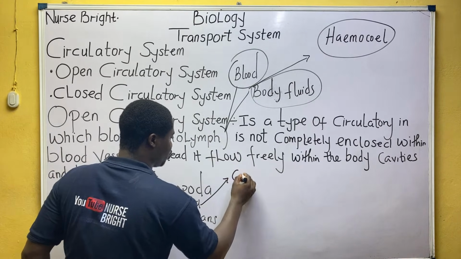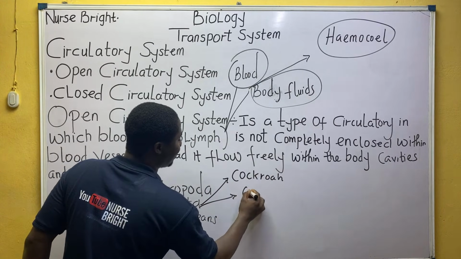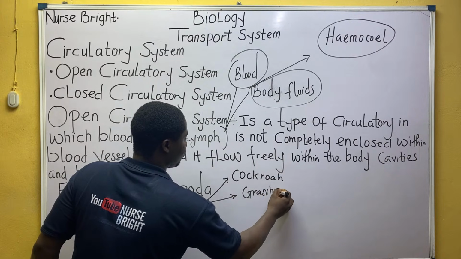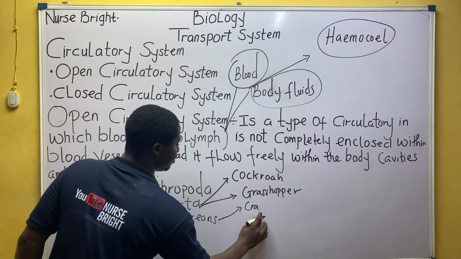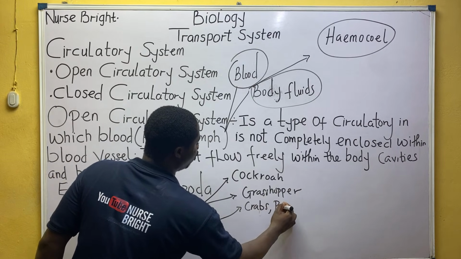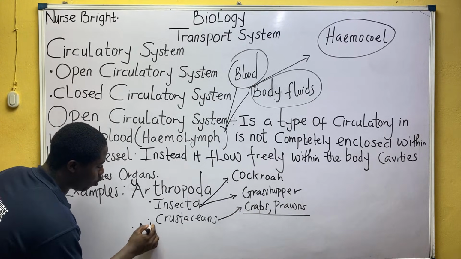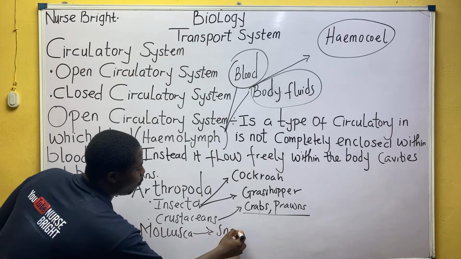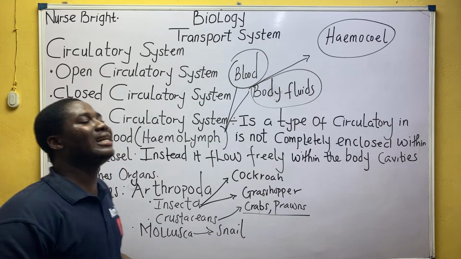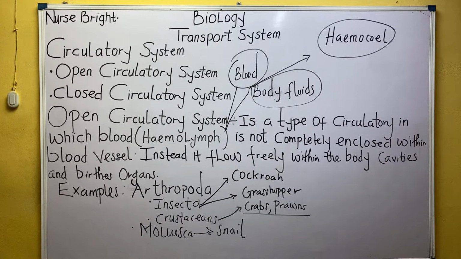Good example is cockroach, and another is grasshopper. And on the crustacean side, crabs and prawns. We talked about this in classification. Also mollusca, like snail, they basically undergo open circulatory system. They don't have blood vessels. The blood just bathes the organs. That's for open circulatory system.